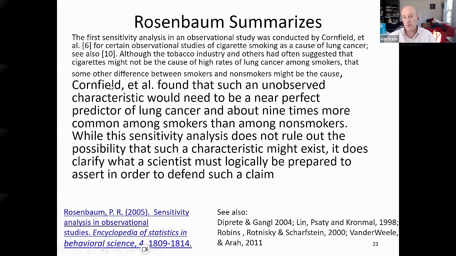We're going to try to improve upon this a little bit because this is an accurate statement, but it's still a little tough to track. It would have to be a near perfect predictor of lung cancer, 9 times more common among smokers. Those are two things I have to hold in my head that are a little tough to track. We think we can sharpen that a little bit, but we're definitely following in the footsteps of Cornfield.